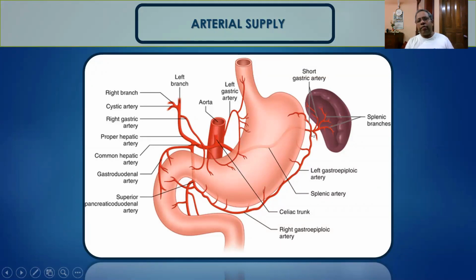Near the terminal end of the splenic artery, there are some branches which supply the stomach along the greater curvature near the fundus, called the short gastric vessels. A large vessel goes down from the splenic artery on the left side, which is the left gastroepiploic artery. The gastroduodenal artery again divides into the right gastroepiploic artery and the superior pancreaticoduodenal artery. These vessels supply the whole of the stomach.